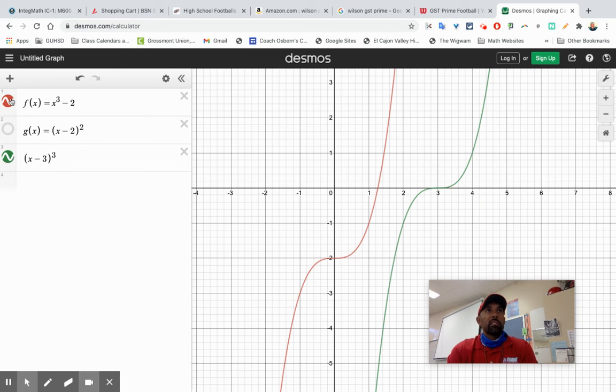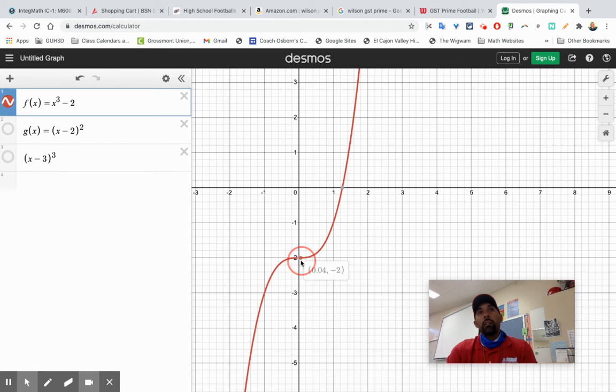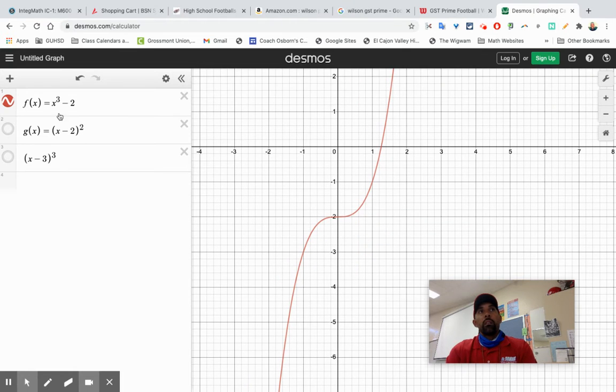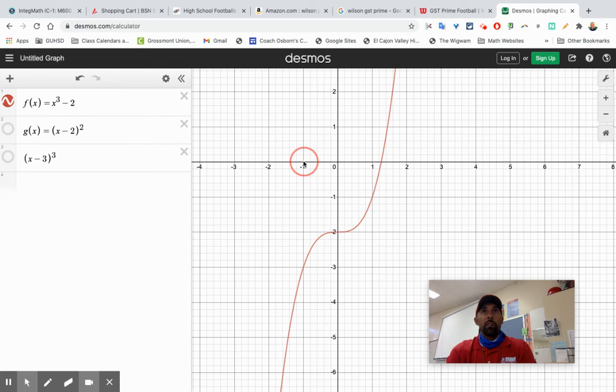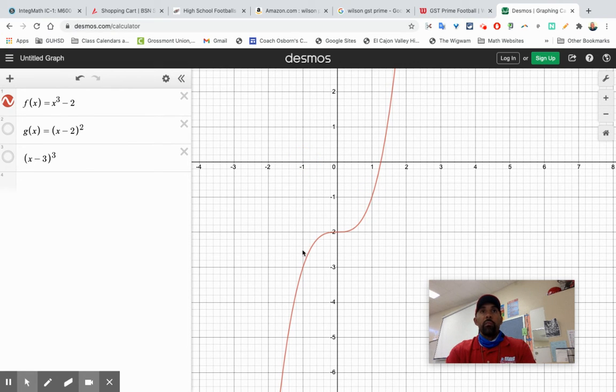Okay, so let's look at this example. So here I've got my x cubed minus 2. If I go to, let's say, 1, the output for 1 is -1. Then I go over here to -1. The output for -1 is -3. So the output here, positive 1 was -1. The output here at -1 is -3. It's neither odd nor even because those aren't opposites and they're not the same.